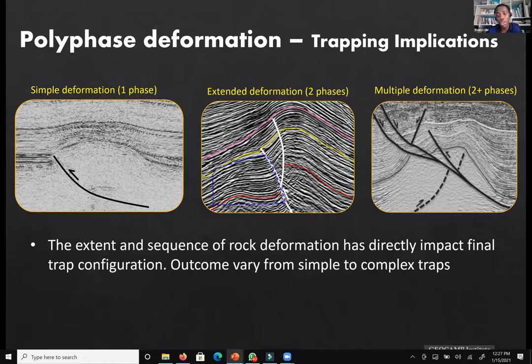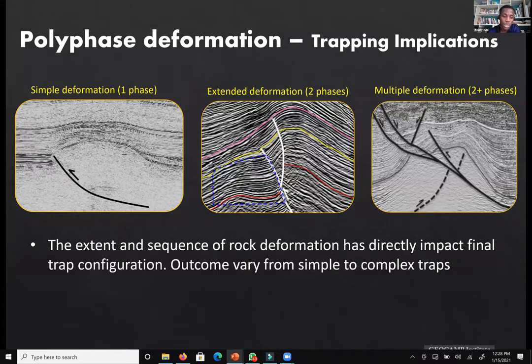And these all have direct impact on whether our trap will work or whether it's not going to work. So the extent and sequence of deformation of any rock piece has some consequence, and the outcome sometimes may vary depending on whether it's a simple deformation or one cycle of deformation, or if things continued and what was originally a working trap had become ruptured through time.